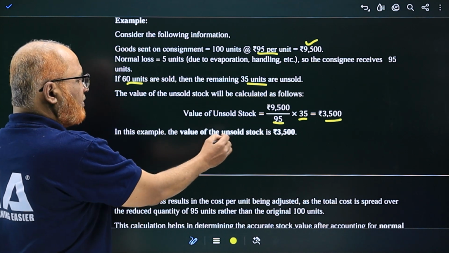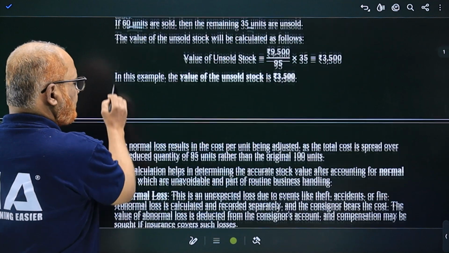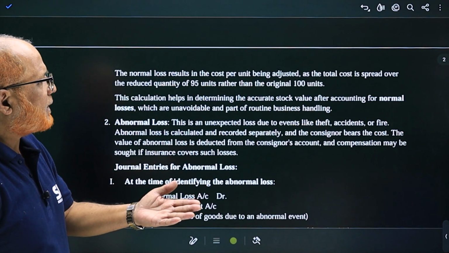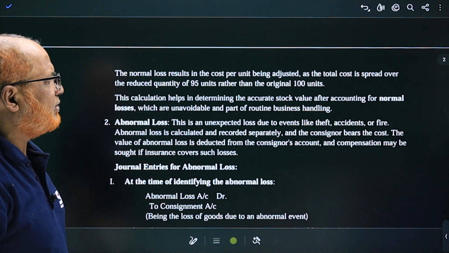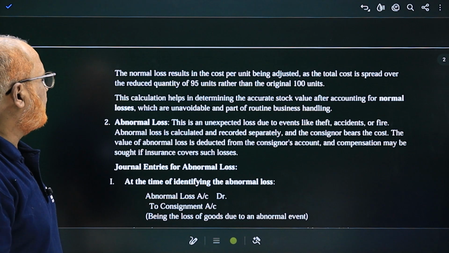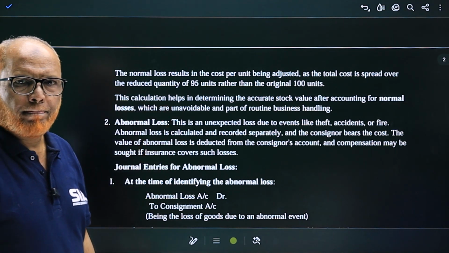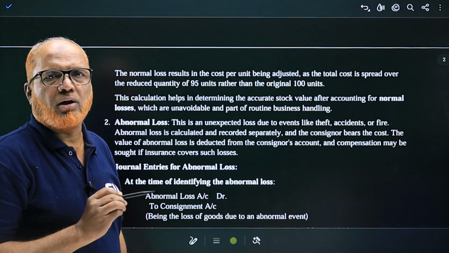Now, in this example, the value of unsold stock is 3,500, right? Now, the normal loss results in the cost price per unit being adjusted, as the total cost is spread over the reduced 95 units rather than 100 units. This calculation helps in determining accurate stock value. This is the complete explanation regarding normal loss.